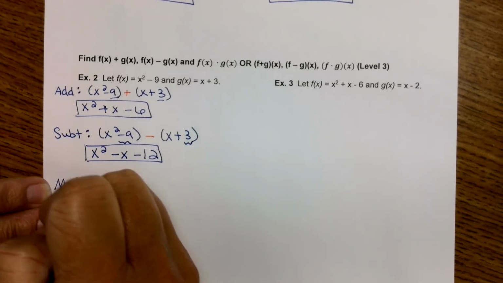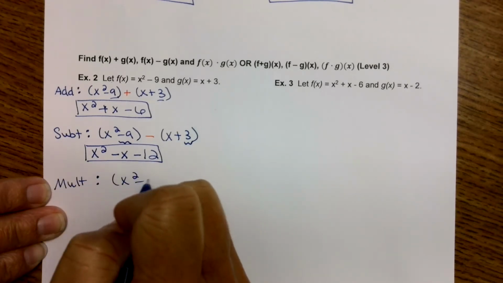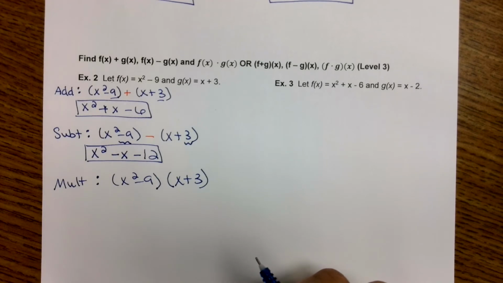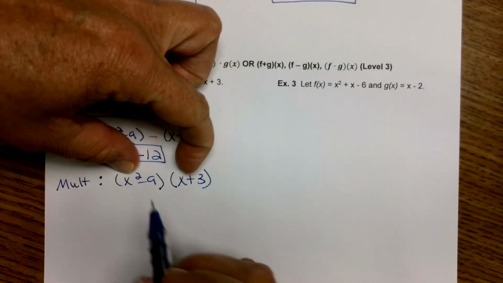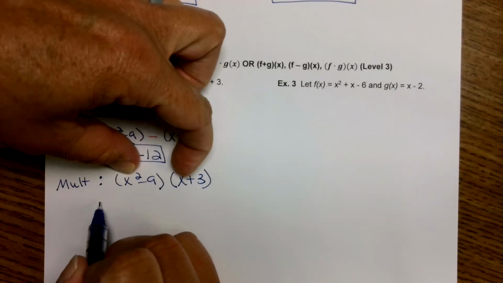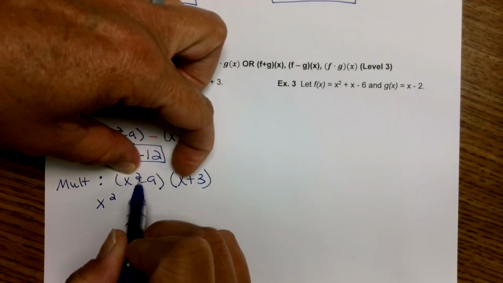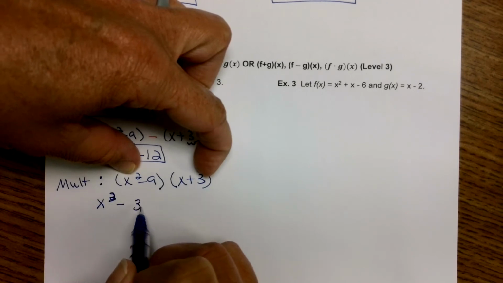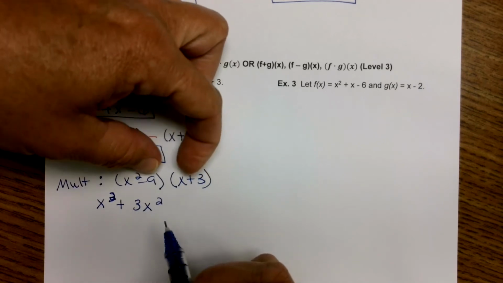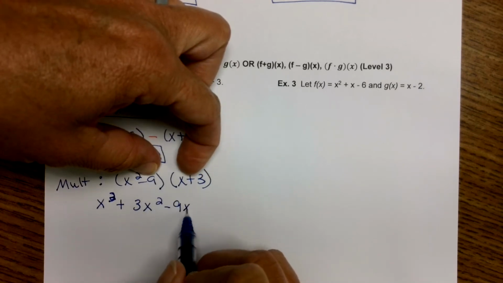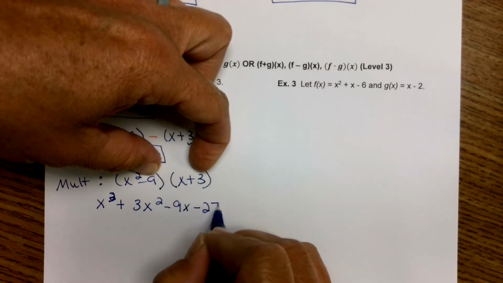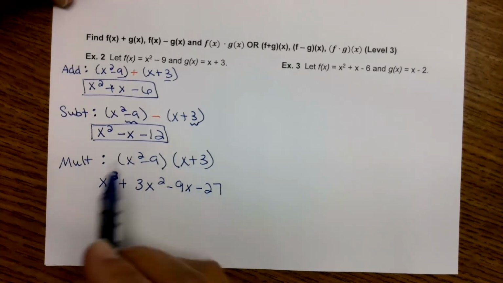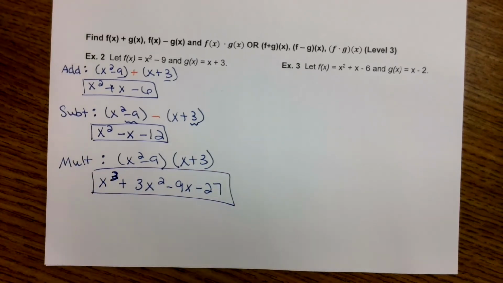What about multiplication? We're going to take x squared minus 9, and we're going to multiply it by x plus 3. So we're going to have to distribute. X squared times x is x cubed. X squared times 3 is a plus 3x squared. Negative 9 times x is negative 9x. Negative 9 times 3 is negative 27. Is there anything we can combine? The answer is no. So this would be our final answer.